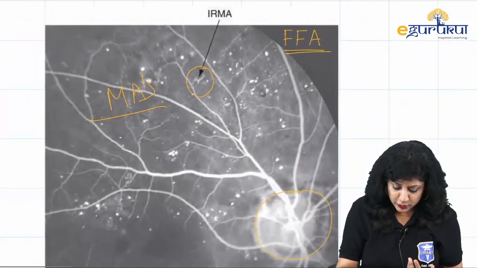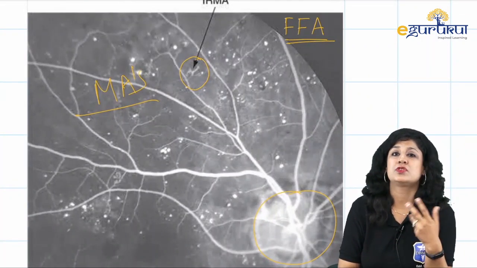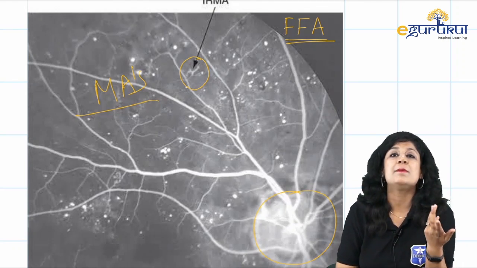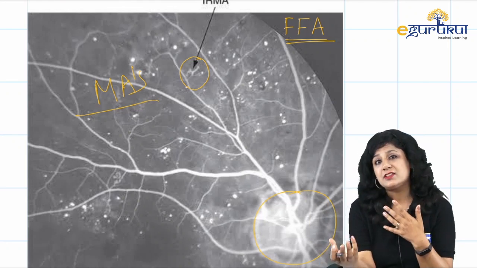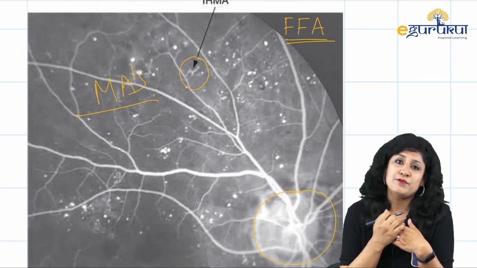So if I show you this angiography, you can clearly say it because there are small hemorrhages. This is just the starting of the diabetic retinopathy. So this is your NPDR stage. Yes, because the AV shunt is also there, that means it is going into the severe variety of NPDR.